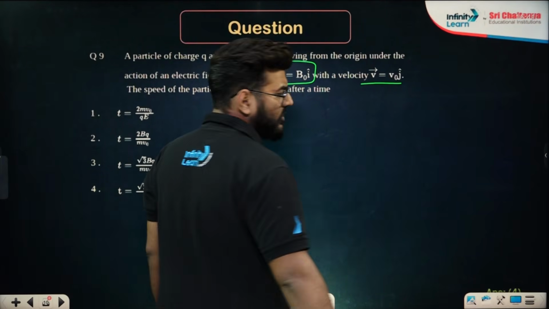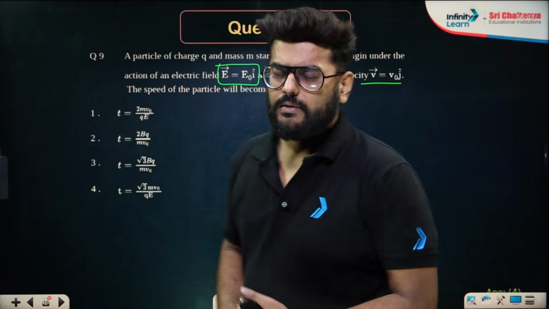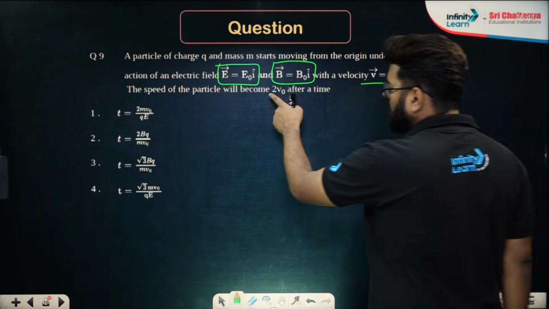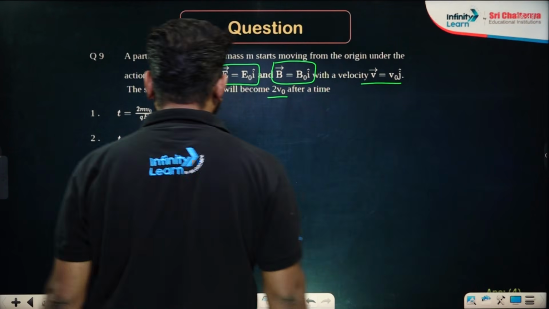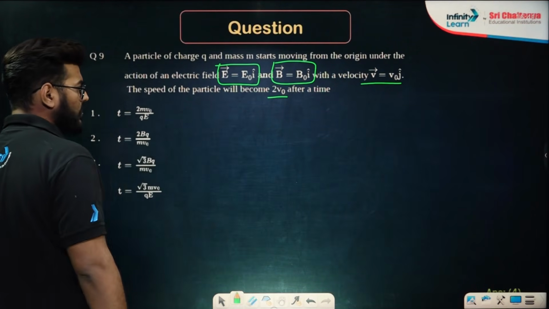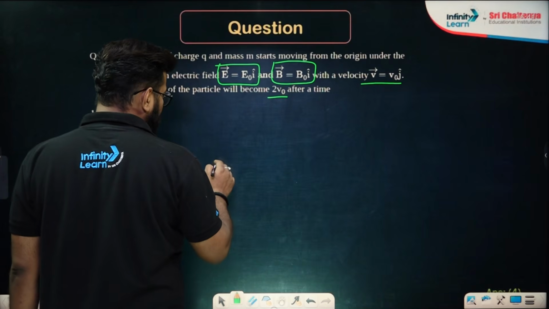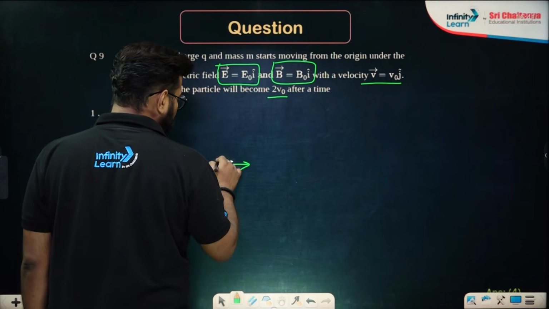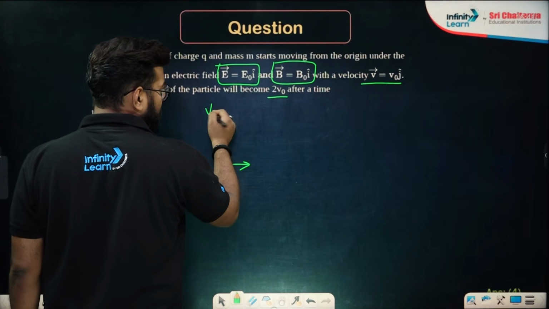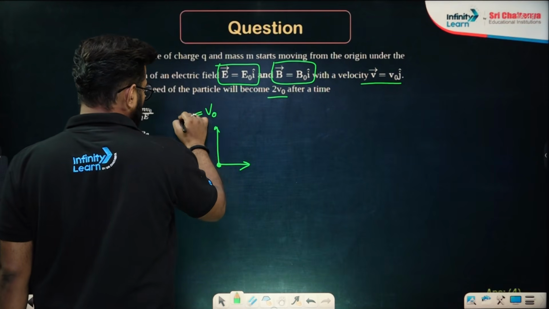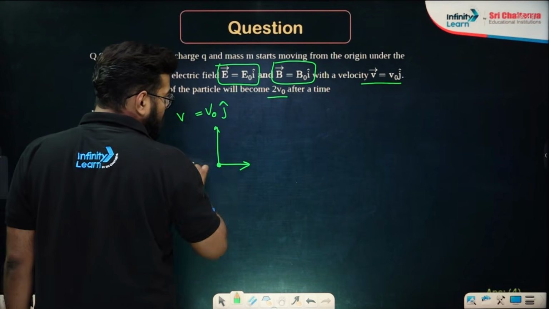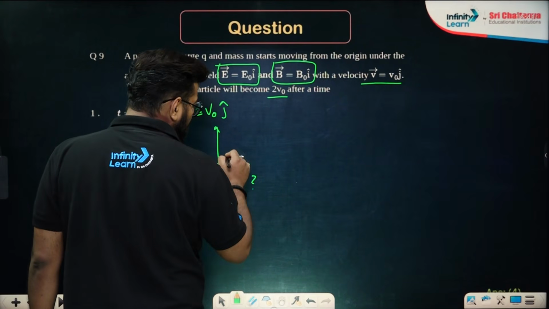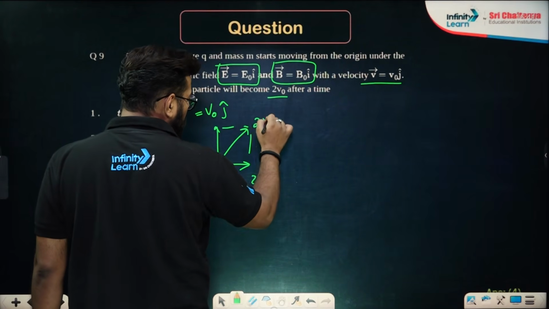See, two forces are going to act on it, magnetic as well as electrostatic. Magnetic force will not increase the speed, electrostatic will increase the speed. You want the net speed to be 2 V naught. That means the velocity along j cap will remain V naught, and the velocity along i cap should be such that the net comes out to be 2 V naught.